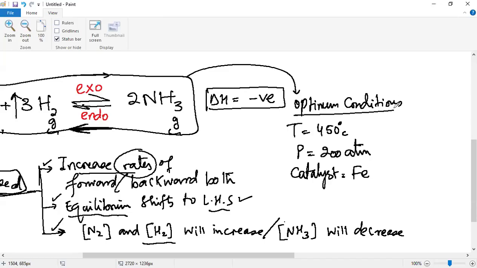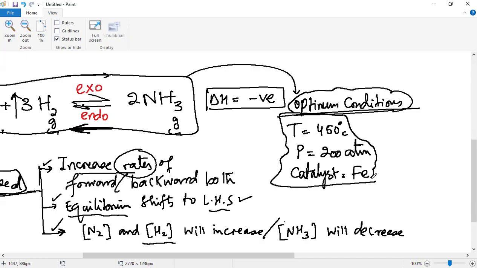So the optimum conditions are the ones which give us the best possible yield for any reaction. And for ammonia making, these are the best possible conditions where the amount of money put in is least and the amount of product yield is highest.